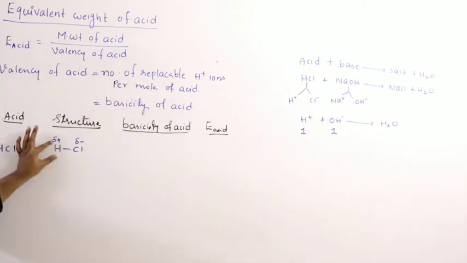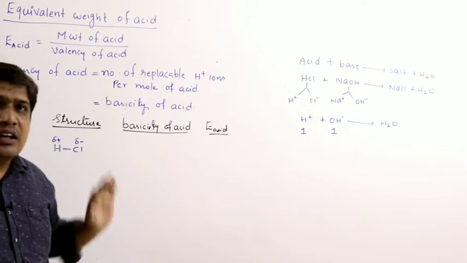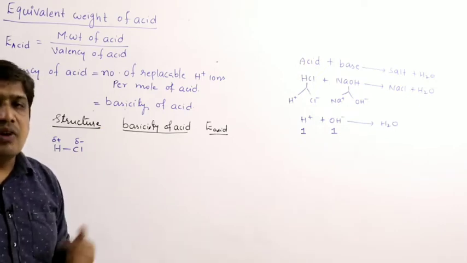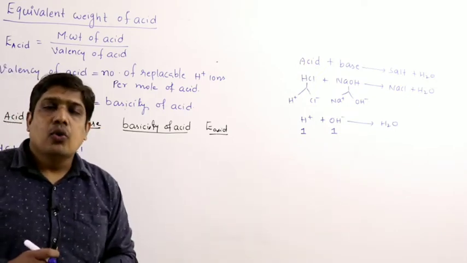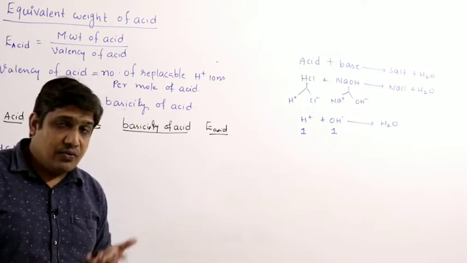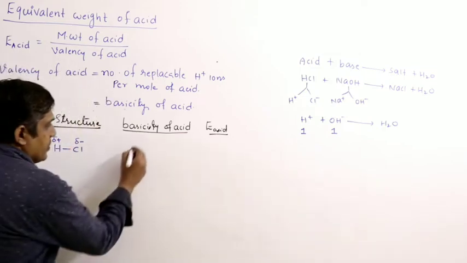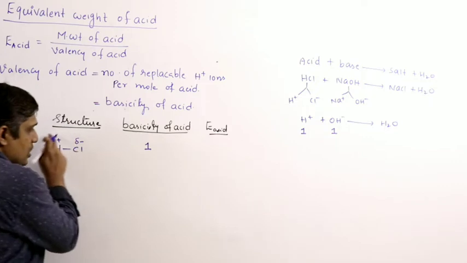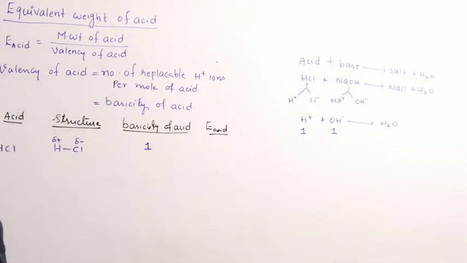So from HCl, how many H plus ions are released? 1 mole of H plus ions. How many moles of OH minus ion does it require? It requires 1 mole. Therefore, its basicity is 1. 1 mole of base is required to neutralize 1 mole of HCl completely.